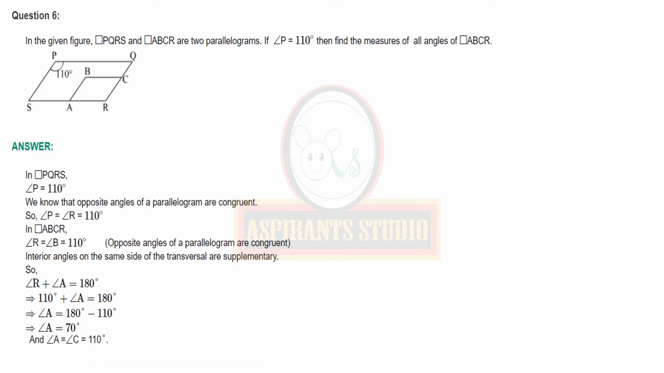Now coming to question number 6. In the given figure, quadrilateral PQRS and quadrilateral ABCR are two parallelograms. If measure of angle P is equal to 110 degrees, then find the measures of all angles of parallelogram ABCR. Look at the figure. Here the figure is given.